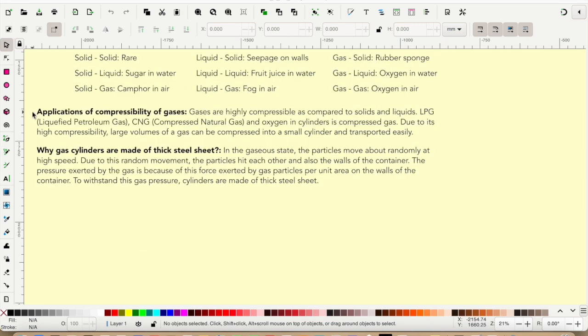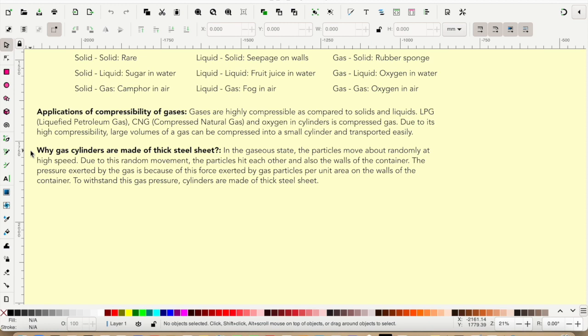There is one practical application of compressibility of gases from our day-to-day life. We have studied that gases are highly compressible, so large volumes of gases at high pressure are filled in small cylinders and transported easily.